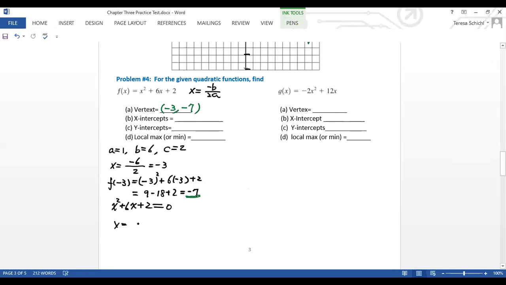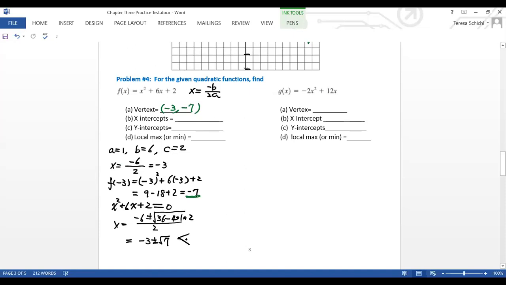So x will be equal to negative b plus or minus the square root of b squared, over 2a. So 6 squared is 36, minus 4ac, so minus 4 times 1 times 2. Now if you simplify this a little bit, you will find this will be negative 3 plus or minus the square root of 7.